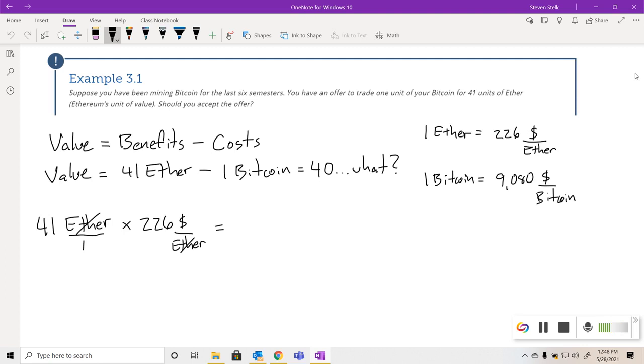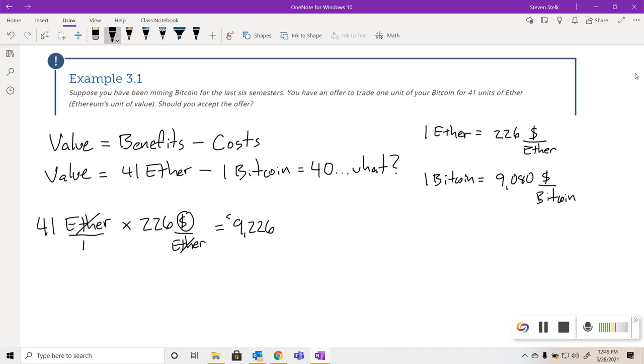because it becomes ether over ether, and anything over itself is 1, and the only units we are left with are dollars. So we end up with just 41 times 226, which turns out to equal $9,226. And now dollars are the only units we have left. So I'll write that dollar value out front where it normally goes.